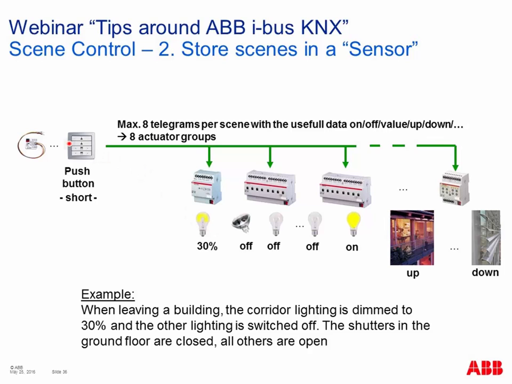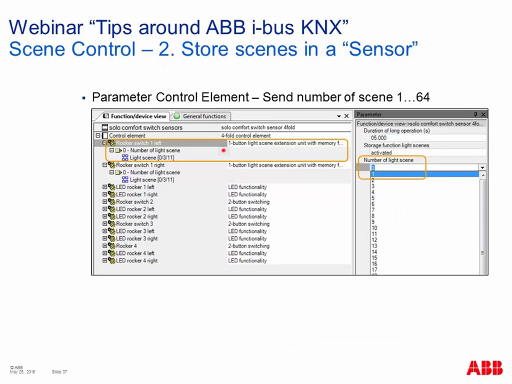So we call our scene, we press the rocker, and then it sends up to 8 different telegrams, including the useful data, so the value, 50% up or 30% up, down, on and off. And the devices are listening to these group addresses and execute this command. So let's go to the parameters.